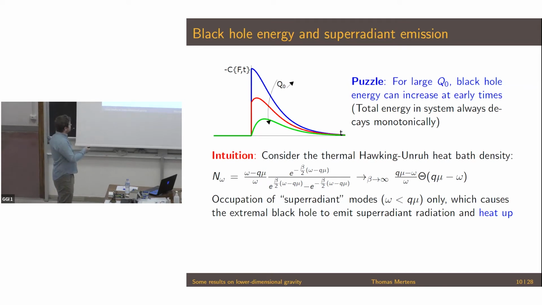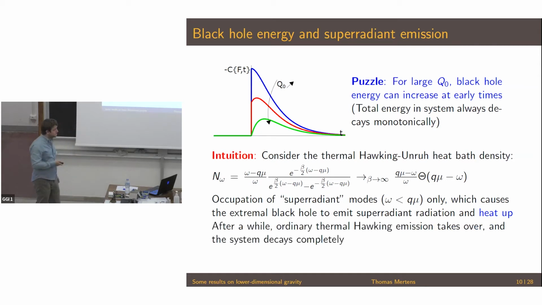So they are still there, and they would cause this zero temperature or extremal black hole to emit superradiant radiation and then heat up. And then once it heats up, after a while, ordinary thermal Hawking radiation takes over, and then it dissipates entirely. So that is what is going on here in these types of plots. So there's superradiant emission going on in the initial phase, and then the usual thermal emission takes over in the end, and everything dissipates completely. Also, as a sort of sanity check, I note that the total energy in the system, not just the black hole energy, but the black hole energy plus the one in the electric field, always decays monotonically, as you would expect.